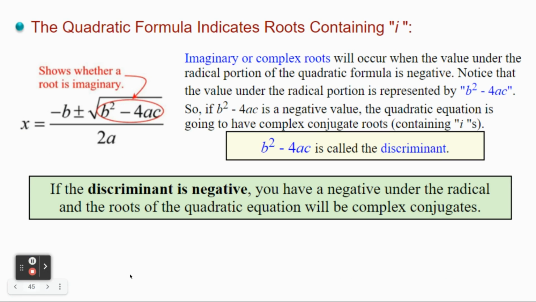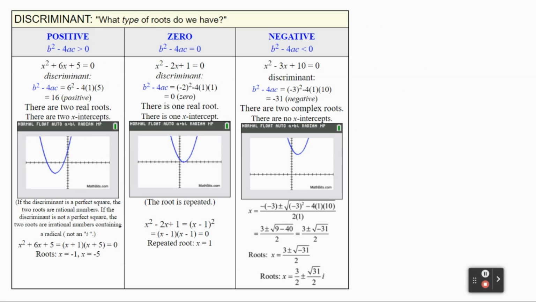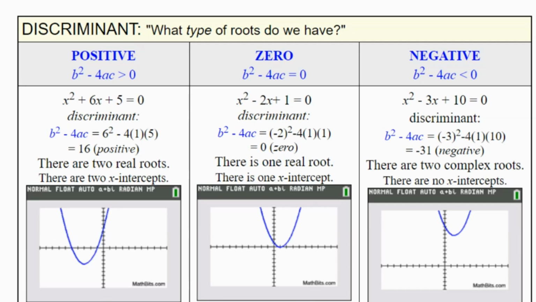So here's the rule. How can you tell if a quadratic equation will have imaginary roots? Well, it's all indicated by the discriminant. If the discriminant, which is b squared minus 4ac, in other words, the expression that's underneath the radical, is negative, you will have imaginary, or complex, roots. So here are 3 different scenarios for when the discriminant is positive, 0, and negative. Remember, the discriminant is b squared minus 4ac. It's that expression that's underneath the radical.